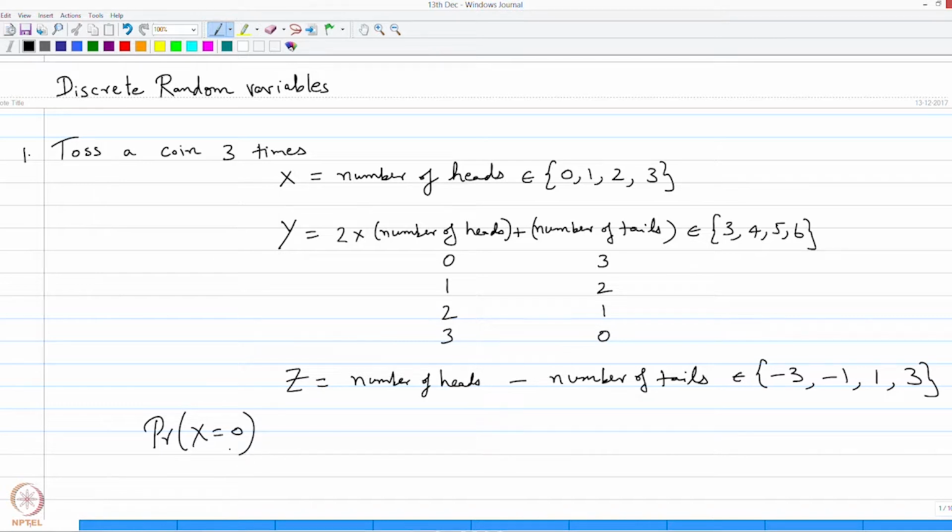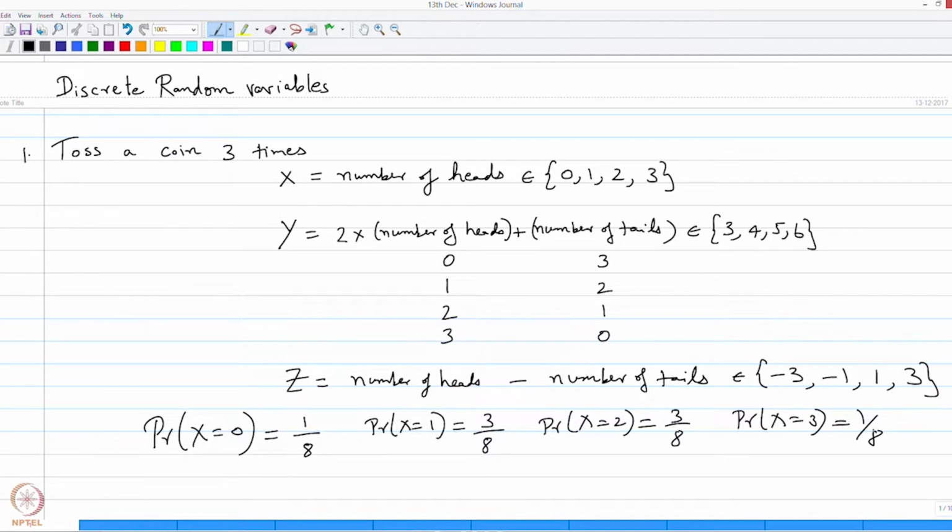Okay. So, this calculation results in what is called the PMF or probability mass function of the random variable. It is very, very important to be able to compute that or know that. Okay. So, what is the probability that you have 0 heads, that is 1 out of 8. What is the probability that x equals 1? You have 1 head, that is 3 possibilities, 3 out of 8. What is the probability that x equals 2? That is again 3 out of 8. And what is the probability that you have 3 heads? That is 1 out of 8.